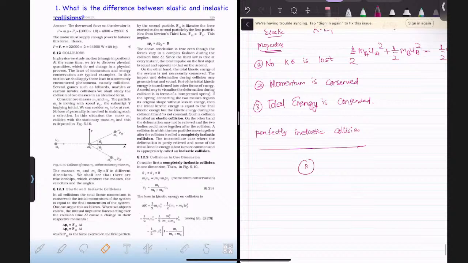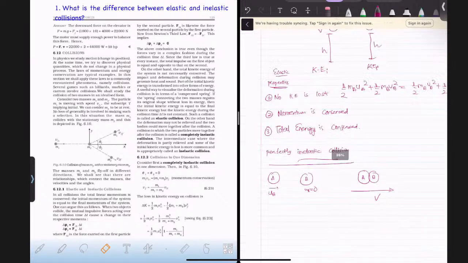If a body B initially is at rest and if a body A is moving with a velocity ua, after the collision what happens is both the bodies join with each other, and move with a common velocity v. Okay, that is known as perfectly inelastic collision. Inelastic means here also kinetic energy loss is happening. Okay, so this is known as perfectly inelastic collision.